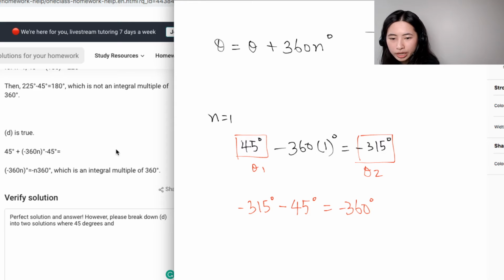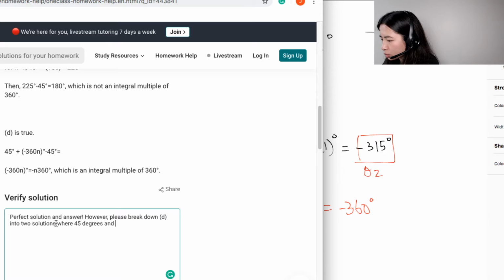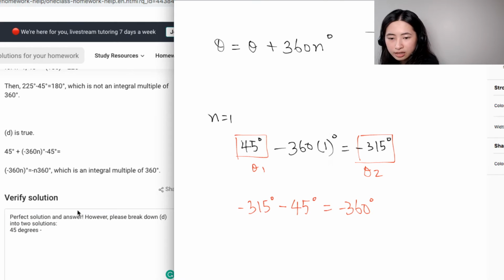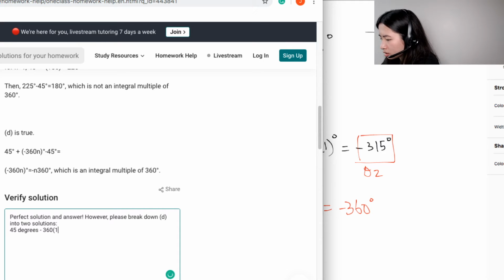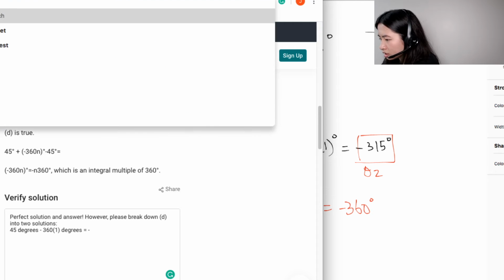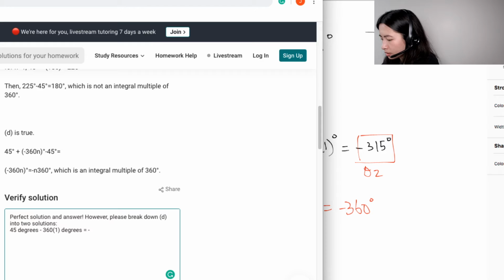Okay, so we said we wanted to have 45 degrees, two solutions. Okay, so this is the two solutions. So we have 45 degrees, and then we have negative 360 times 1, and this is degrees. So we're going to get negative 315. Okay, so we had negative 315 degrees, and then the next step would be to have negative, actually 45, right? Sorry. Negative 315 degrees. And then we had minus 45 degrees.